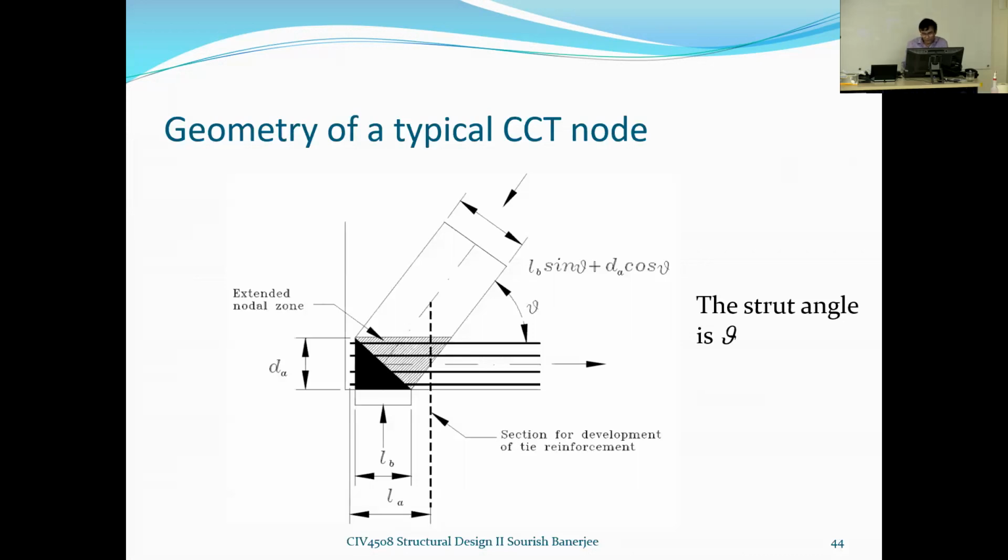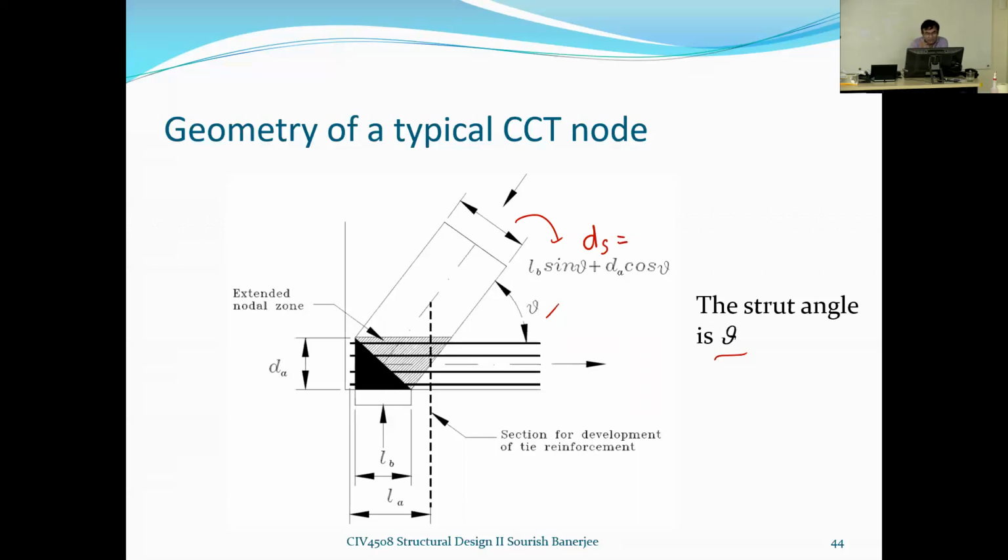This is a very important figure, geometry of a typical CCT node. Now the strut angle is given by this one, theta. The notation is not very clear, though it basically looks like nu. So that's the strut angle, that means the angle which the axis of the strut makes with the tie. And then you can see the strut depth, which is this one, can be calculated as LB sin theta plus DA cos theta.